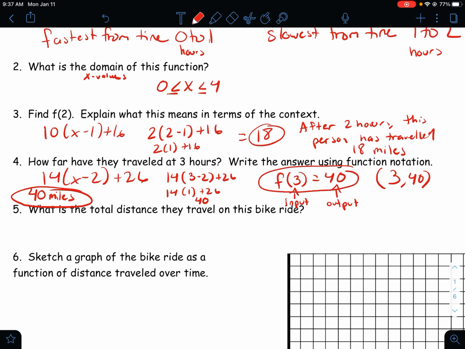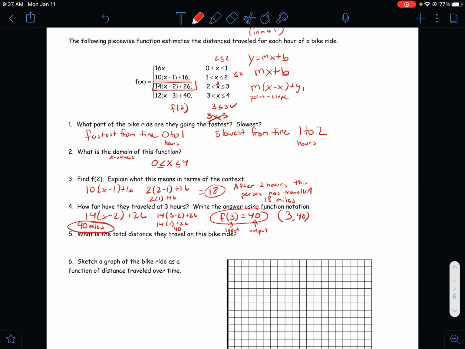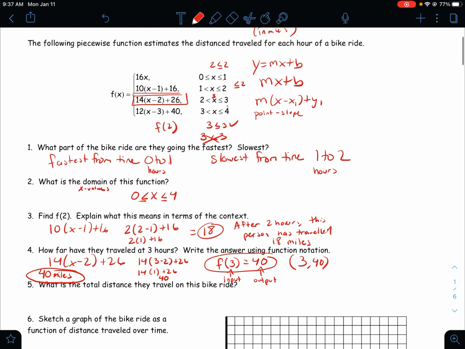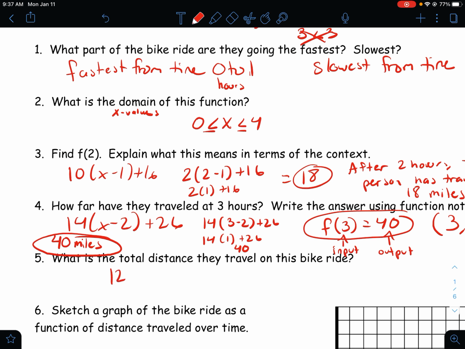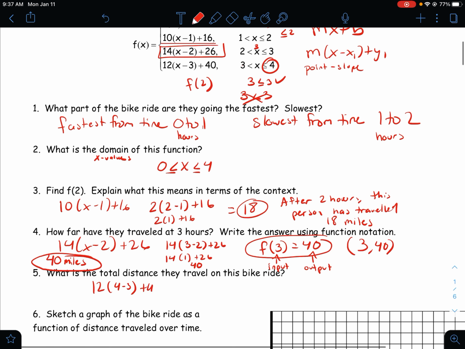Next it says, what is the total distance they traveled on this bike ride? So basically the bike ride ends at 4, so we could just plug in 4 and see what happens. So we're gonna do 12(4 minus 3) plus 40. All right, so we get 12 times 1 plus 40, which is going to give us 52. So your answer would be 52 miles.